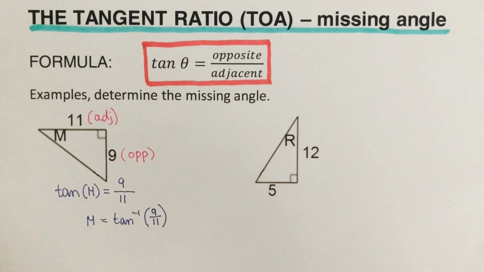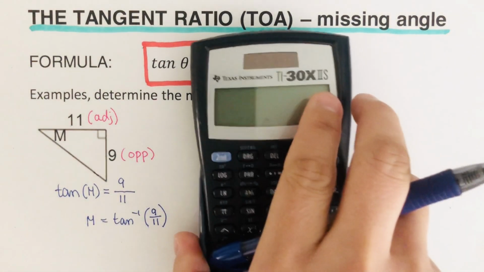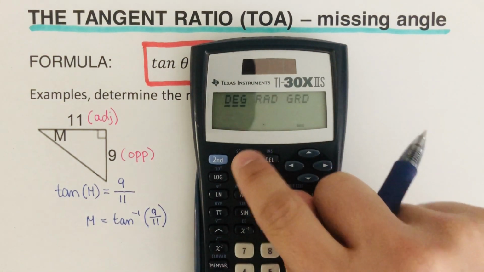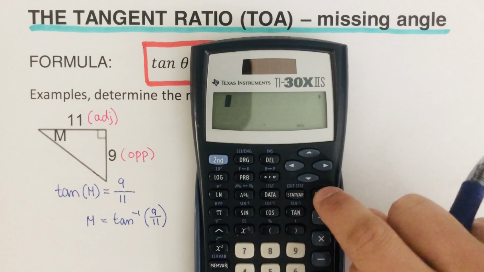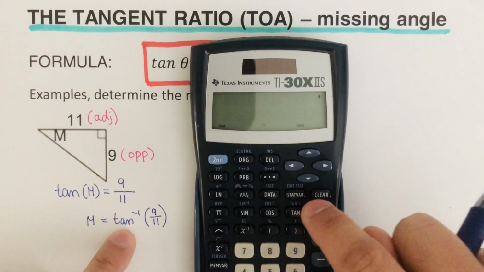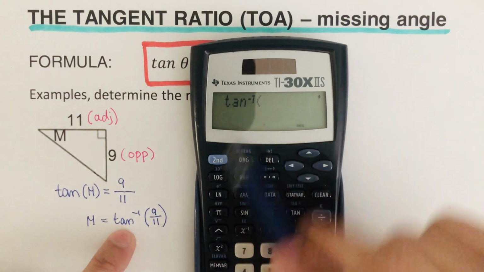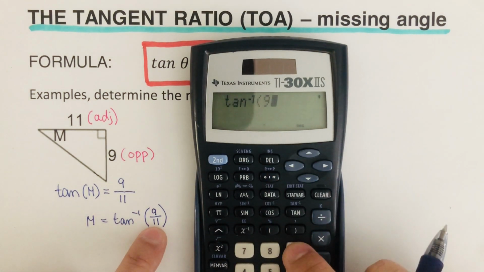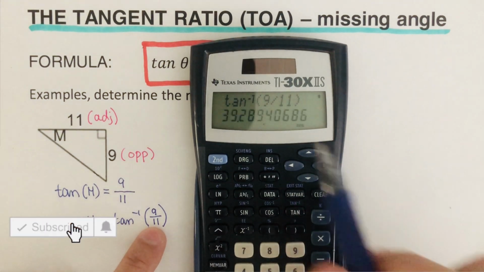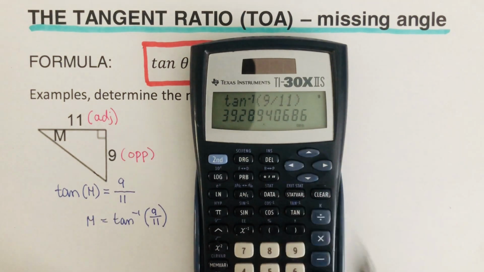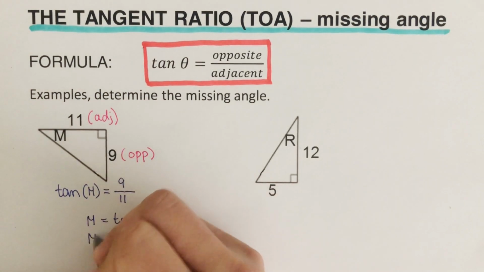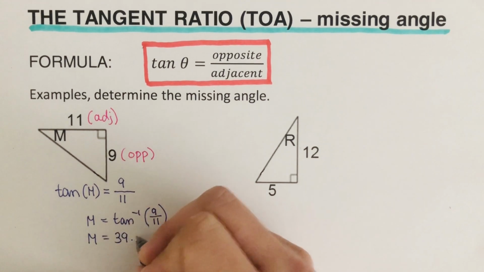To set that up on the calculator, be sure that the calculator is set up in degrees. So we hit the second, and then we hit the tangent. That should give us tangent -1. And then just put in 9 divided by 11. And that should give us the angle measure for M. That's 39 point, I rounded off, so 39.29. So angle M is 39.29.